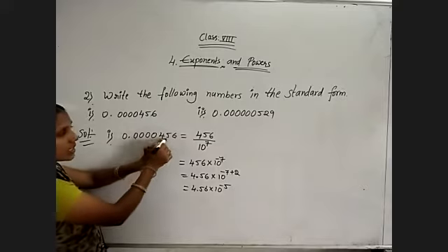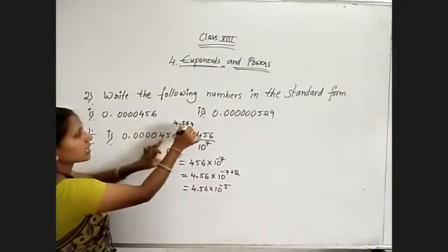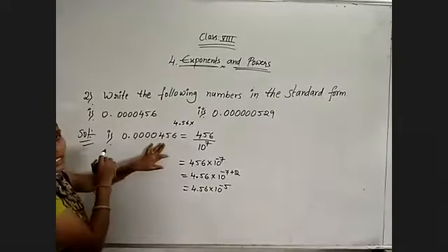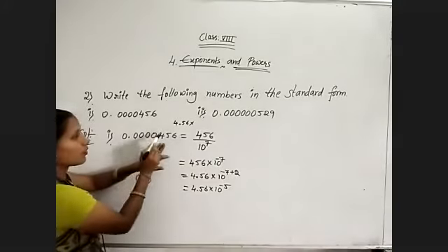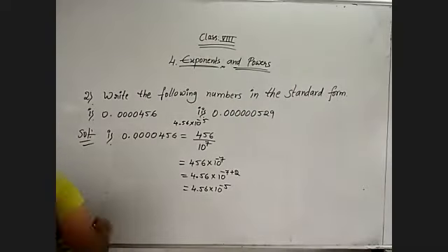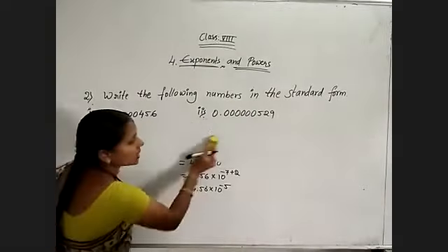These are non-zero values, so I am directly writing 4.56, taking the point after 4. Count the decimal places: 1, 2, 3, 4, 5, so 10 to the power of minus 5. That's it. But what I am telling is, follow the method like this only, so that you do not get wrong answers.